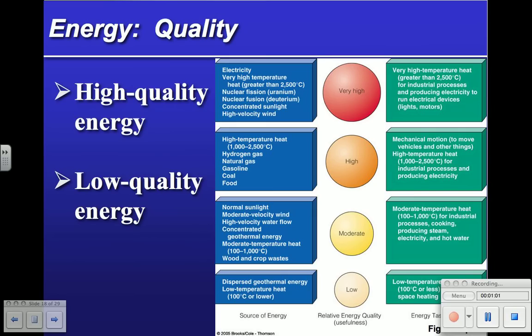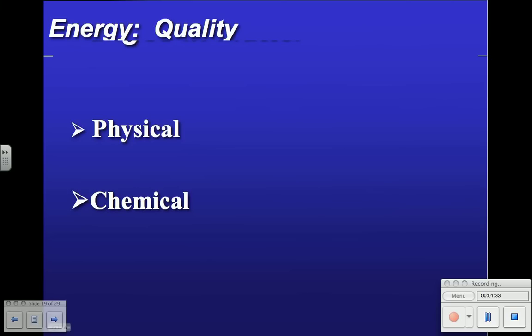And then when you look all the way down on the bottom, you've got dispersed geothermal energy, so low temperature heat. You might have a house that has a heat sink where you draw heat from the soil outside your house, so very dispersed geothermal energy, and then you use that to regulate temperature in your house. That might be a way of using low quality energy to do something.